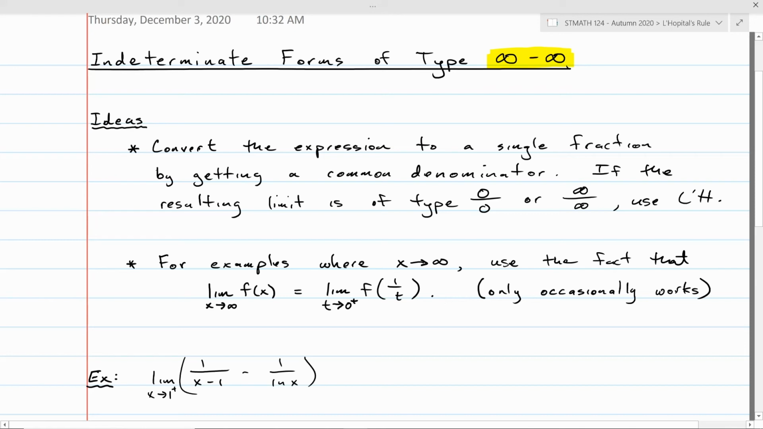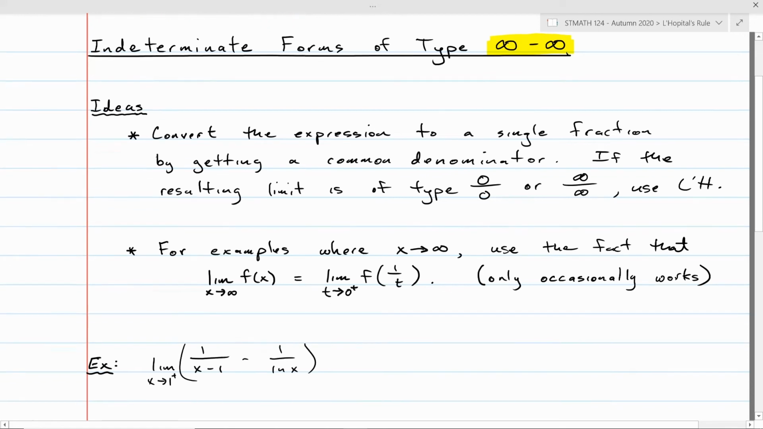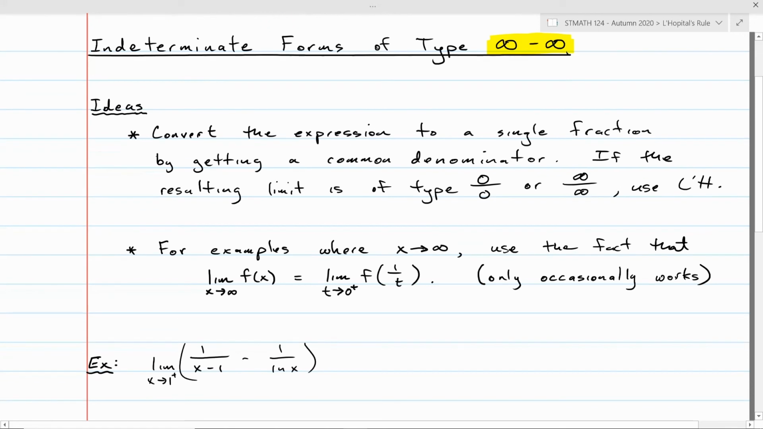But the idea is that hopefully you convert the resulting limit to one that's of the type 0 over 0 or infinity over infinity, and then maybe you can use L'Hopital's rule. Or you might even be able to just do the limit without using L'Hopital's rule at all. Maybe you can do some algebraic manipulations to simplify it. There's another trick you can do, which I'll show you in a little bit.